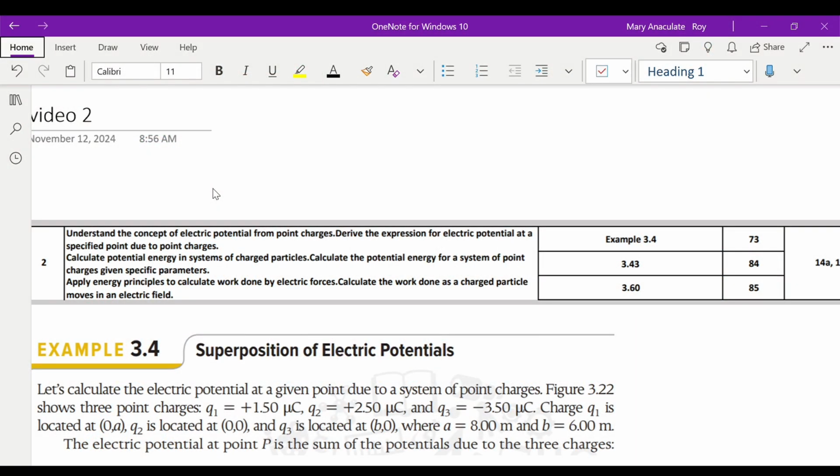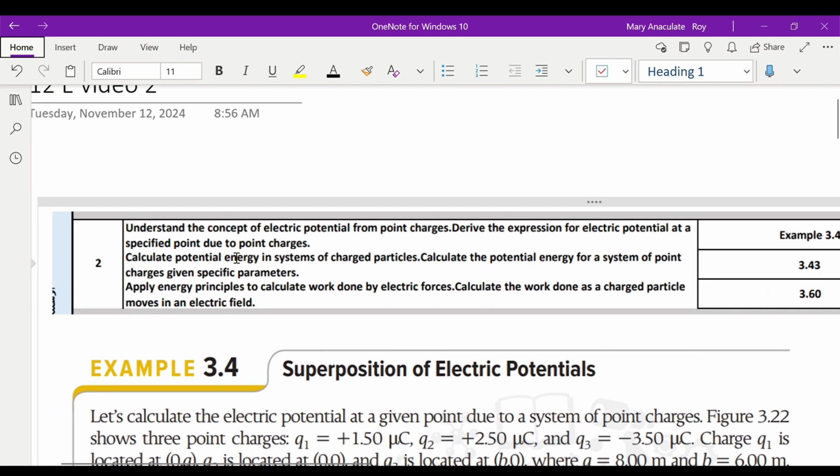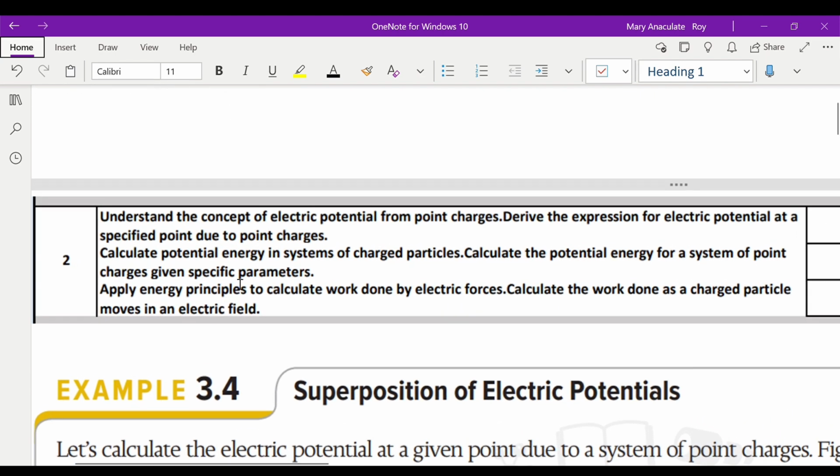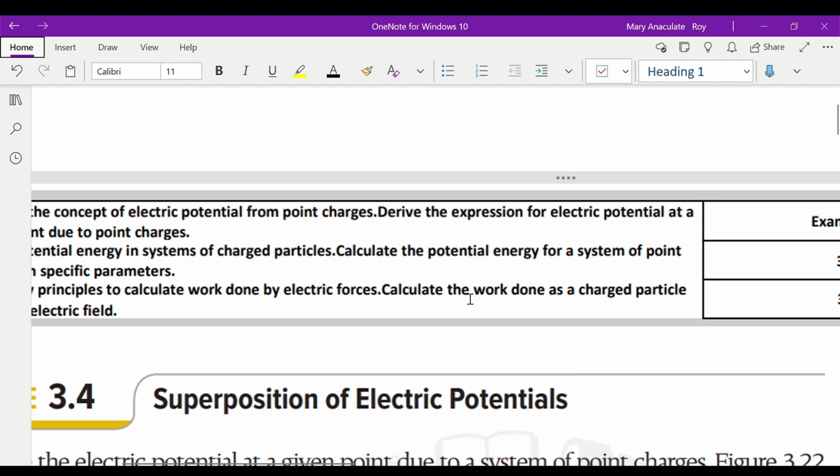Good evening, students. In this video, we'll be seeing questions related to the writing part number 2. Those are the learning outcomes given. You can see that it focuses on electric potential to calculate and also potential energy, and also apply energy principles to calculate the work done by electric forces.